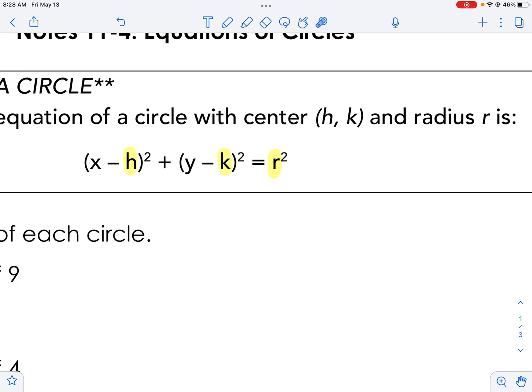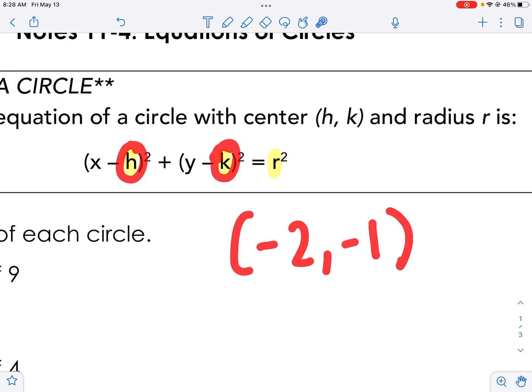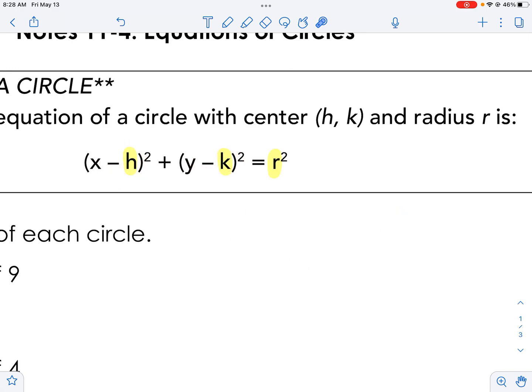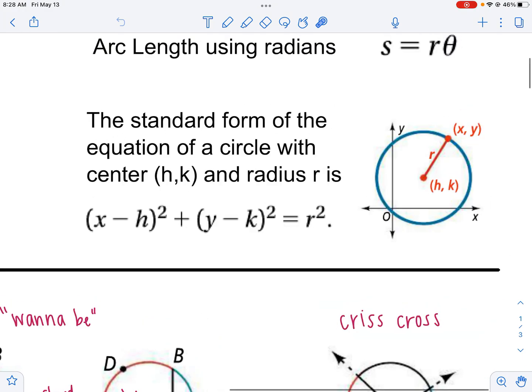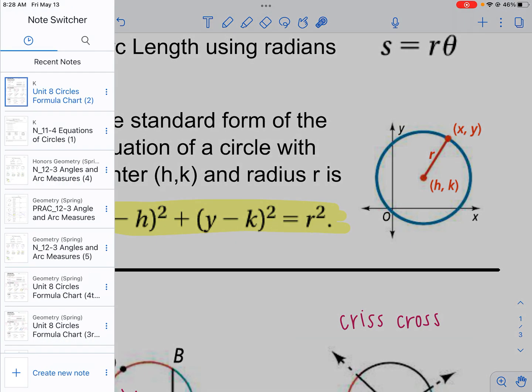Now, note that if we have a center at (−2, −1) and you plug in −2 and −1 for h and k, the double negative would change it to a positive. That's just something to be careful about as we go forward. You have this formula on your formula chart. I would highlight it, circle it, put a star next to it. And there's a little visual: (h, k) is the center, and going out, that is our radius, r.